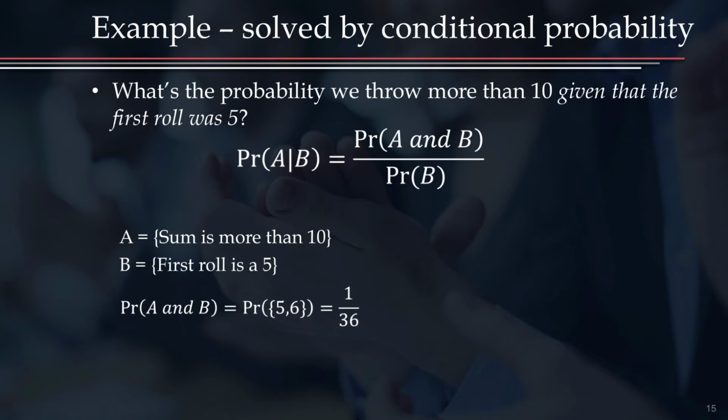This is 1 in 36. The probability of B is 6 in 36. You'll remember the 6 outcomes from the last slide are the outcomes in which the first roll is a 5. So now we can combine them according to the formula. Probability of A given B is 1 out of 36, the probability of A and B, divided by the probability of B, 6 out of 36, which is equal to, in total, 1/6, just like before.